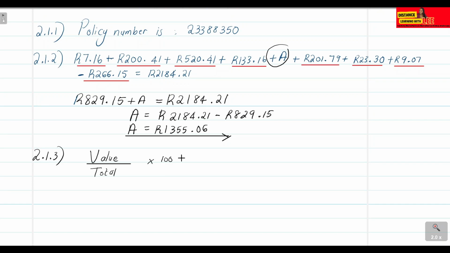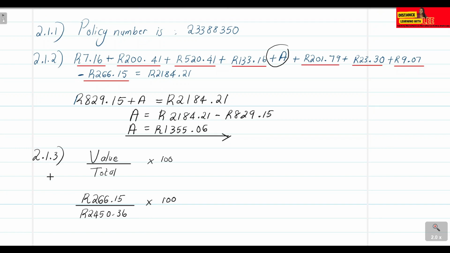So in this case, what was the value of the discount that he was given? It was 266 rand 15 cents. What was the total value, the value before the discount was given? 2,450.36. Because we want the percentage, you need to multiply by 100.